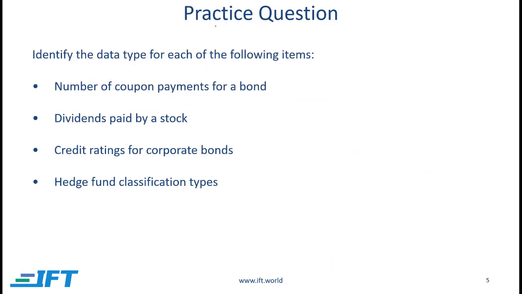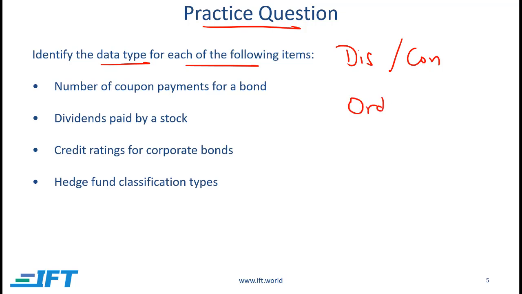All right, so let's look at a practice problem. I want you to identify the data type for each of the following items. So here you will need to use the data types that we've discussed so far. So we can have discrete versus continuous data, and then we can have ordinal versus nominal data. So with these 4 data types, you need to figure out which one is appropriate for each of these items.